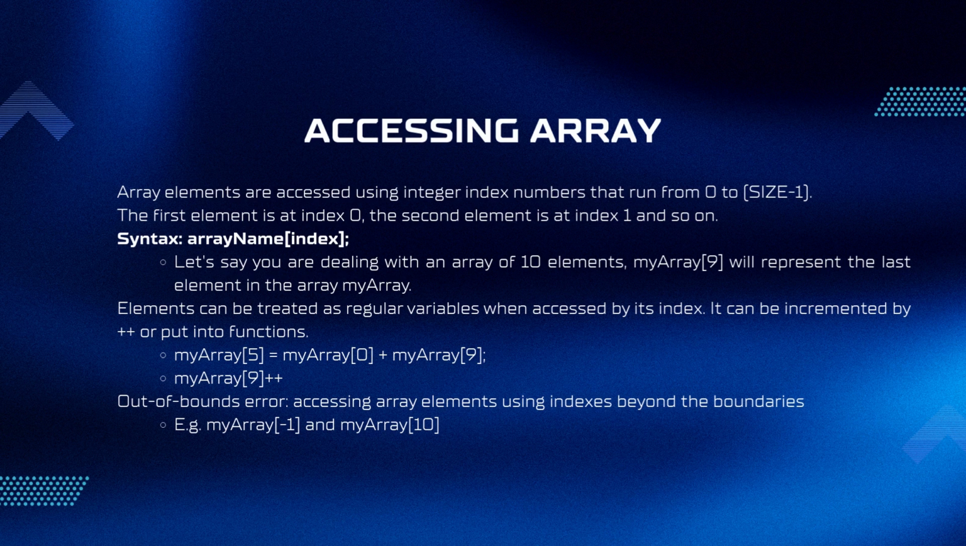Elements can be treated as regular variables when accessed by their index. It can be incremented by ++ or put into functions. Here are 2 examples of how we do that. An out-of-bounds error occurs when accessing array elements whose indexes are beyond the boundaries. Example, myArray[-1] and myArray[10] are out of bounds as array size is only 10.